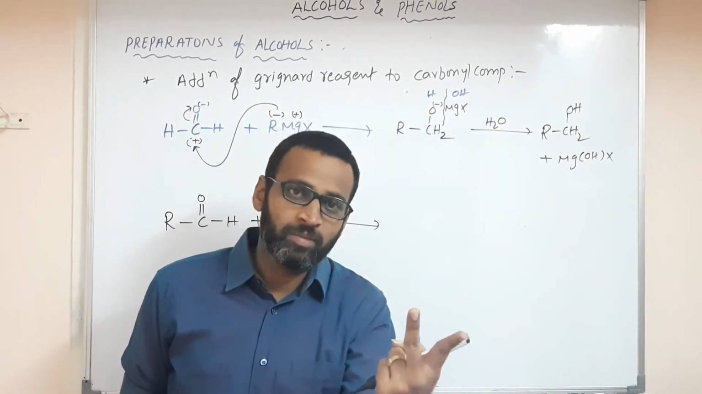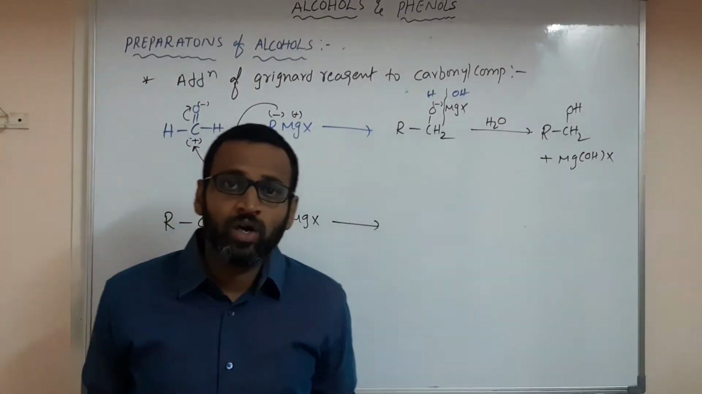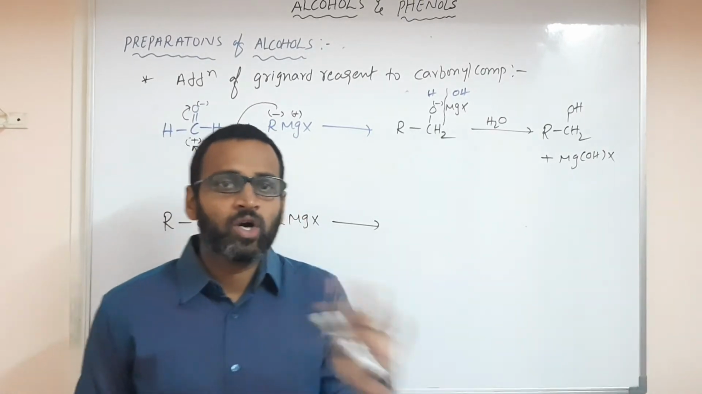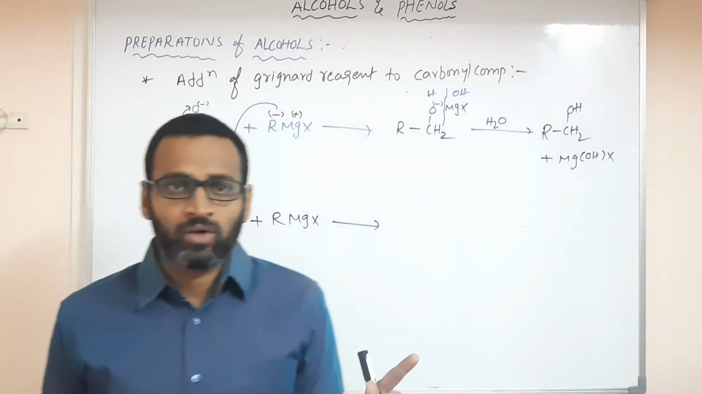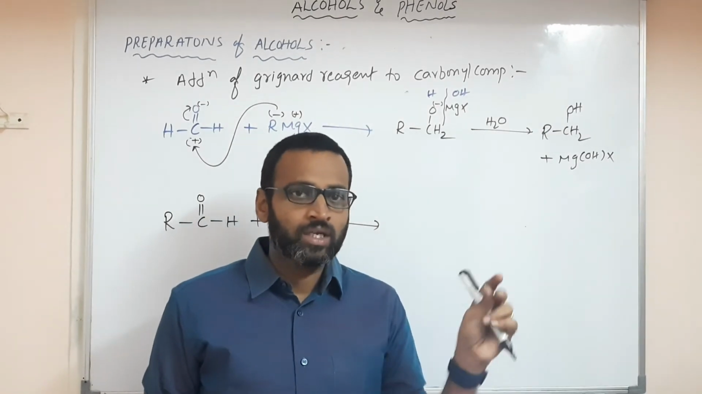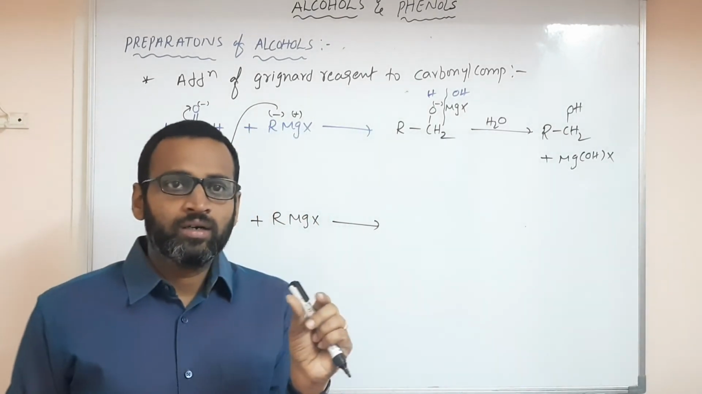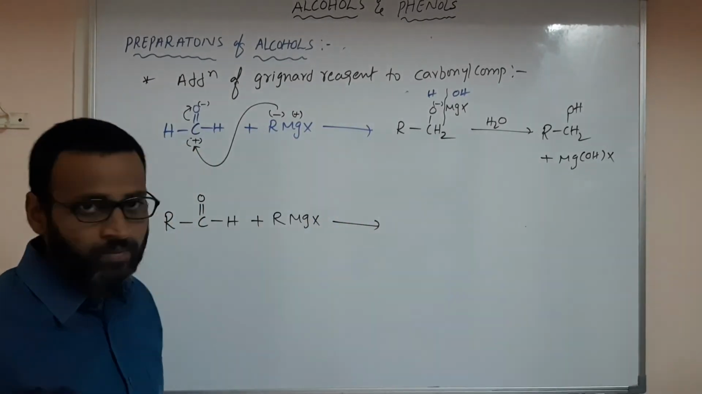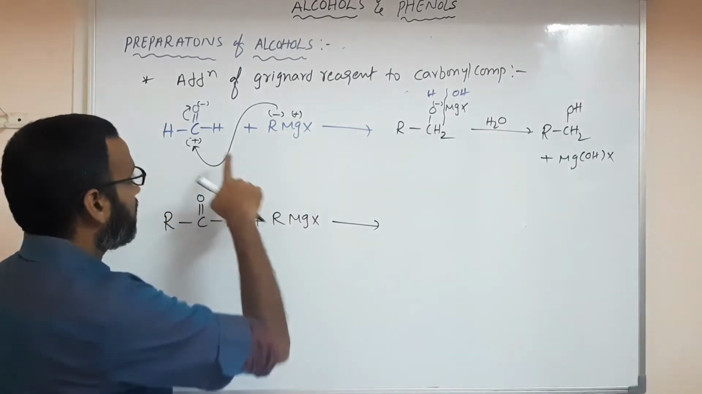Two carbons minimum in the alcohol. So how can methanol be formed? That's what I am telling. With Grignard reagent and a carbonyl compound, you cannot have methanol. So they'll ask a question like this: which of the following cannot be used to prepare methanol? By this process we cannot get methanol. Did you understand the reason?